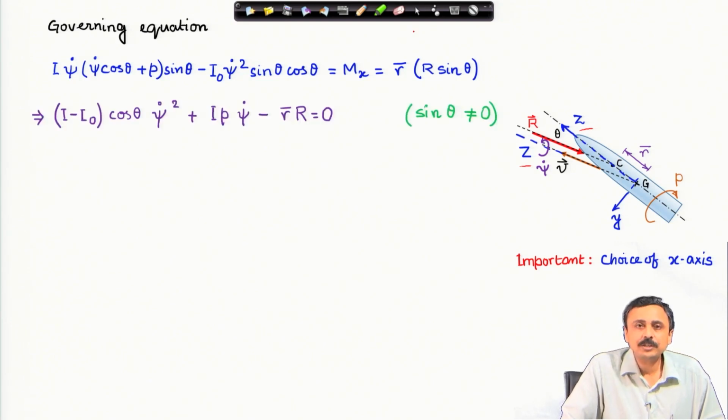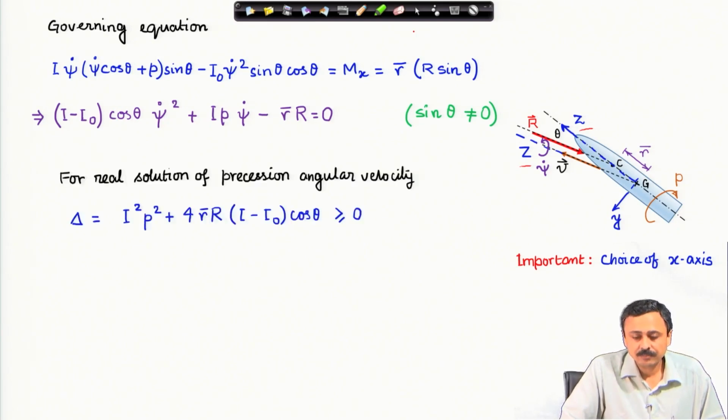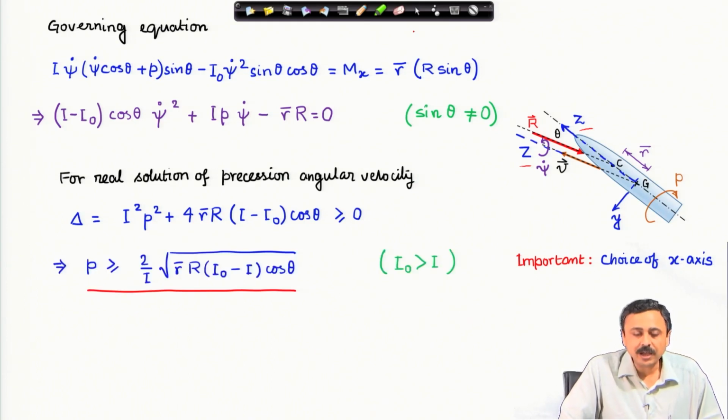We are considering this to be the steady precession case, there is no nutation, theta is not changing. And then I get this quadratic equation in the precessional angular speed psi dot. For real solutions, that means if it is to have real precession, psi dot must be a real solution of this quadratic equation, and for real solutions I must have the discriminant greater than or equal to 0. From there I get bounds on the spin angular velocity. So, there must be a minimum spin angular velocity for this body to be spin stabilized.